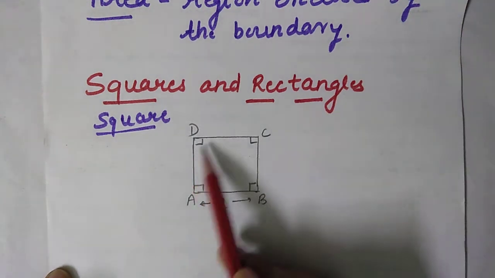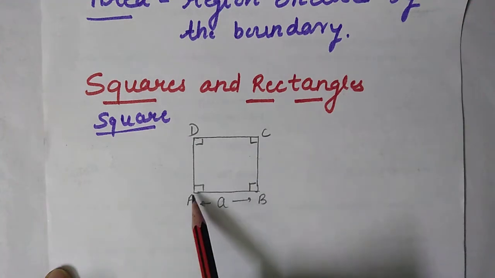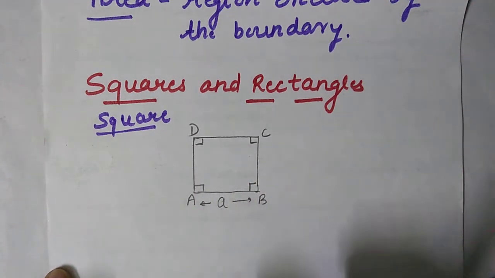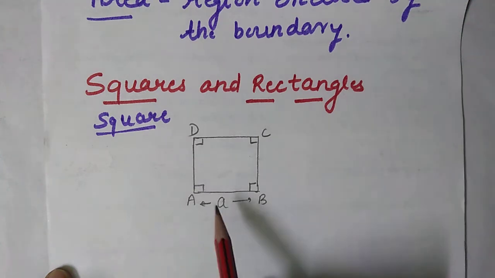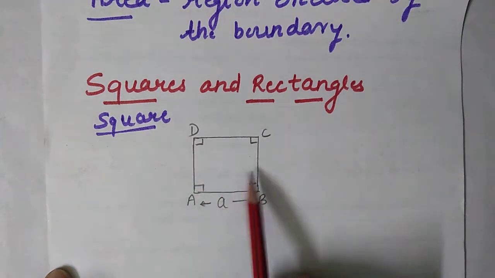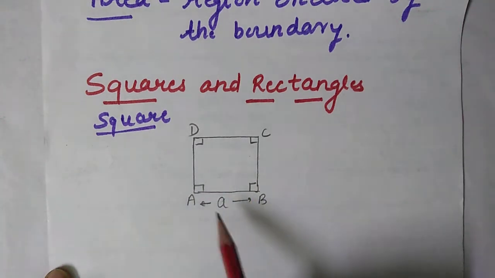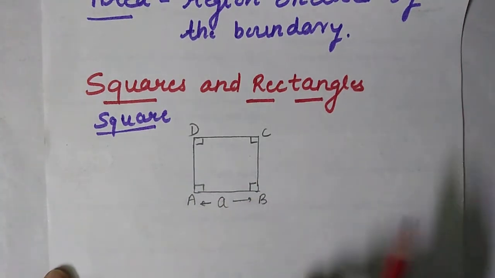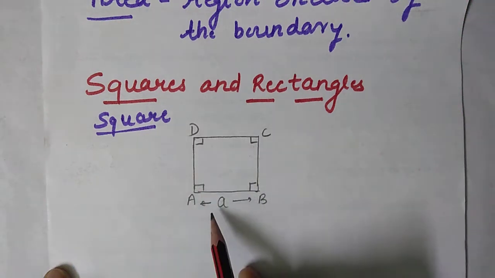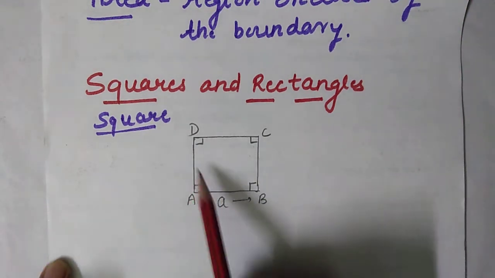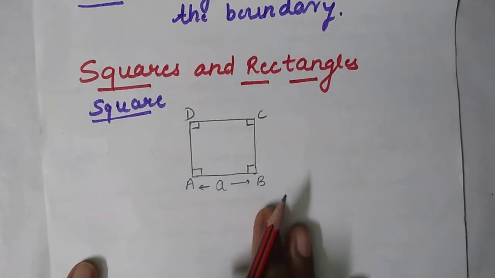Okay, so this is a square given. Okay, and we know that a square is a closed plane shape having all sides equal in measurement and all sides are perpendicular to each other. Okay, a square is a closed plane figure having all the sides equal in length and are perpendicular to each other. So what will be the perimeter of a square?